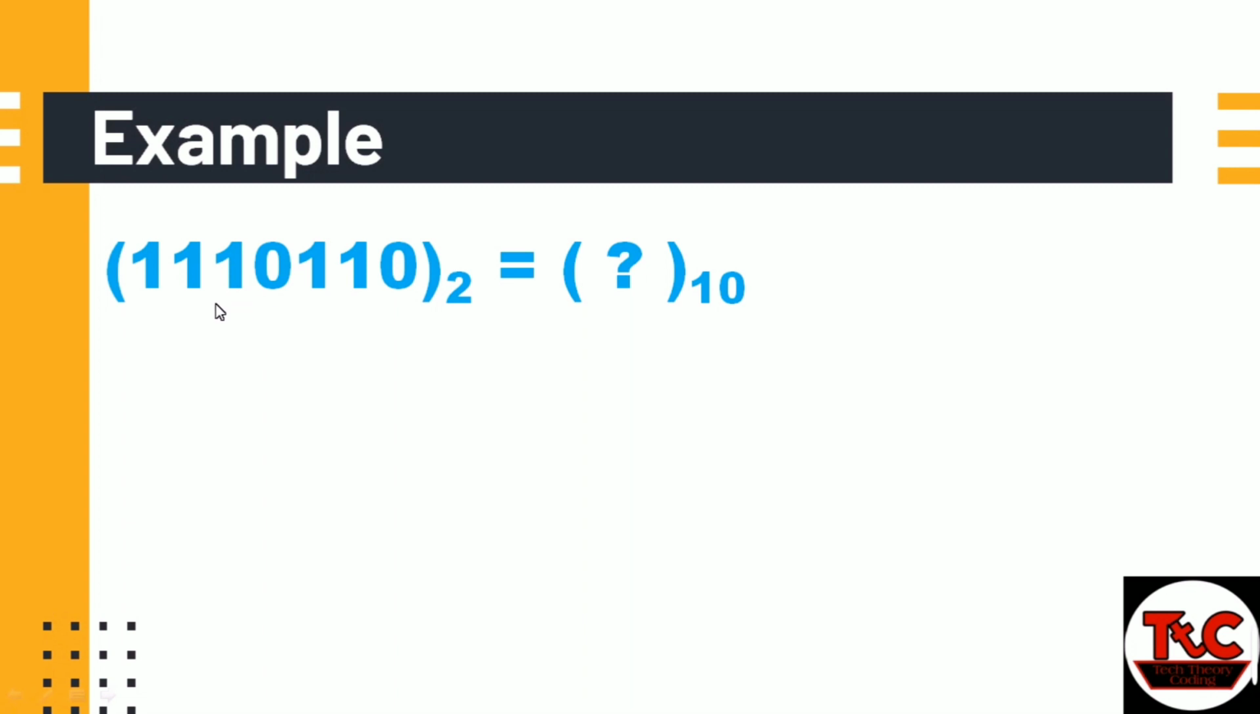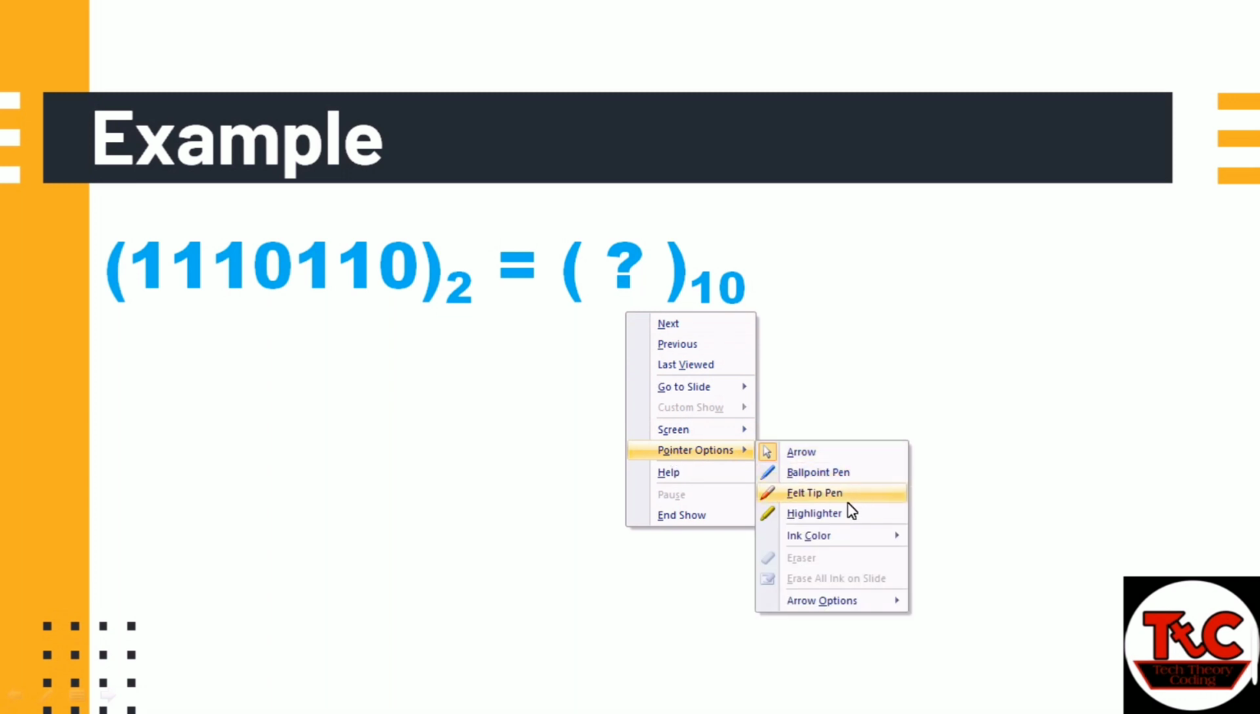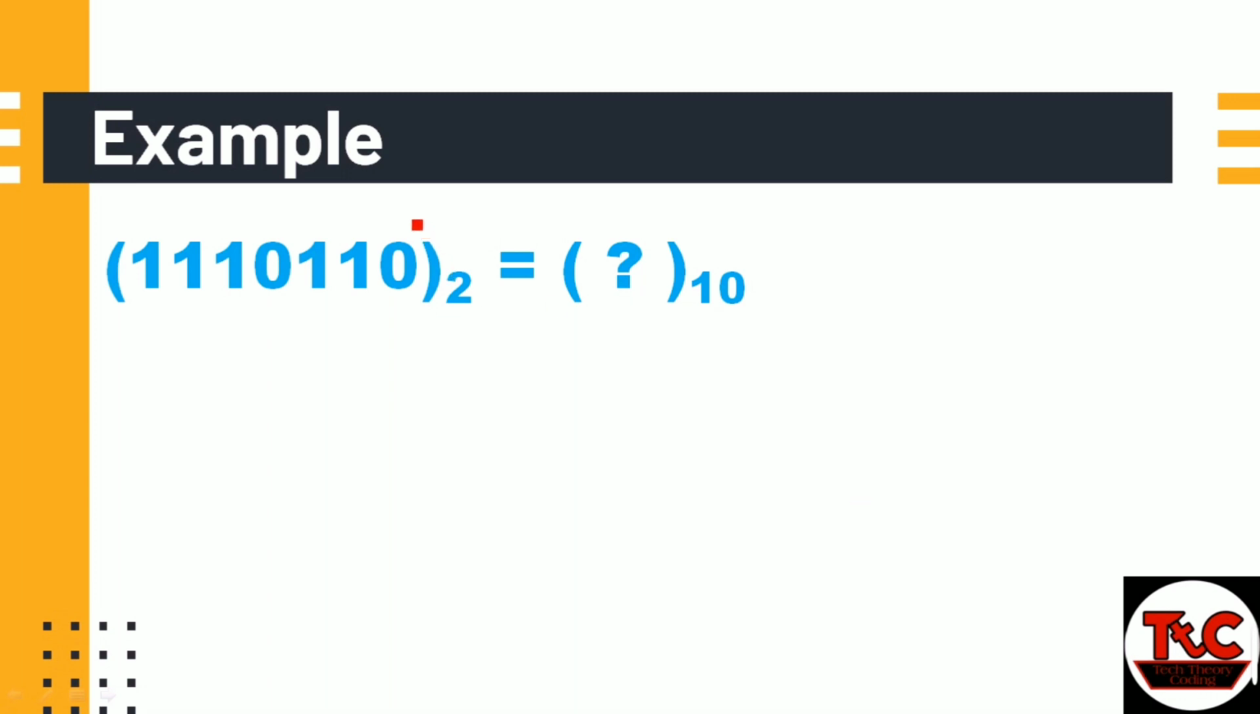So here 1110 is a binary number. You have to find its equivalent decimal number. So how to find its equivalent decimal number? What is the first step? The first step is, first of all, you have to assign 2's power to each given digit.